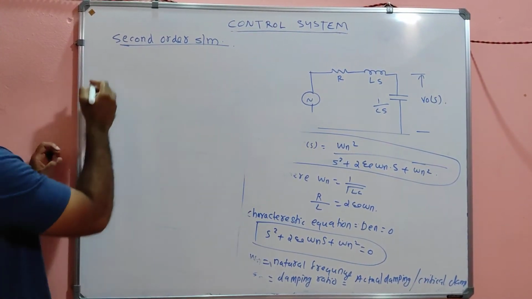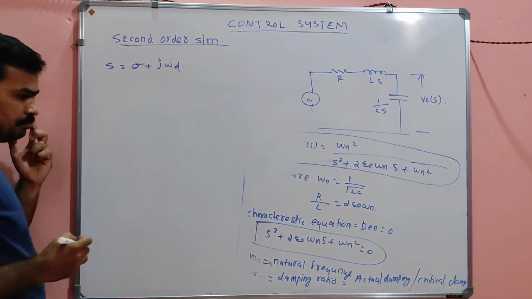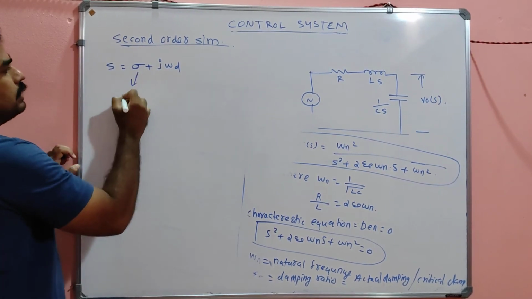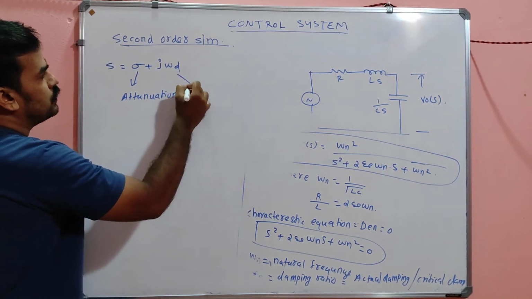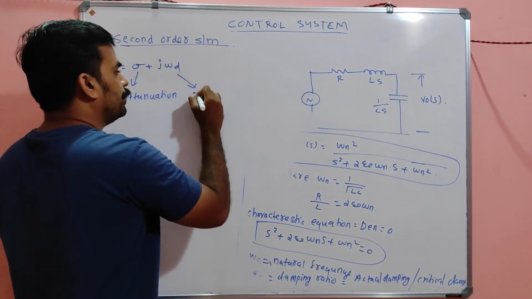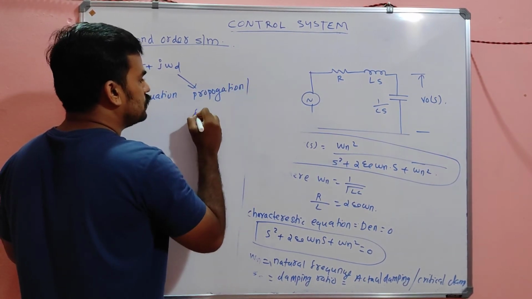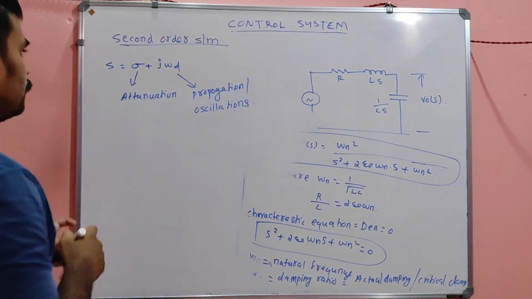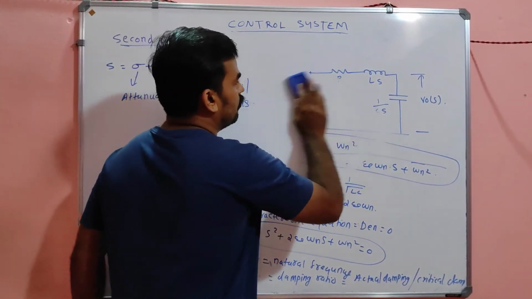And S will be equal to sigma plus j into omega d. That means S is a complex number, and sigma is called the attenuation and this is called the propagation or oscillation. That's all about the second order derivation.